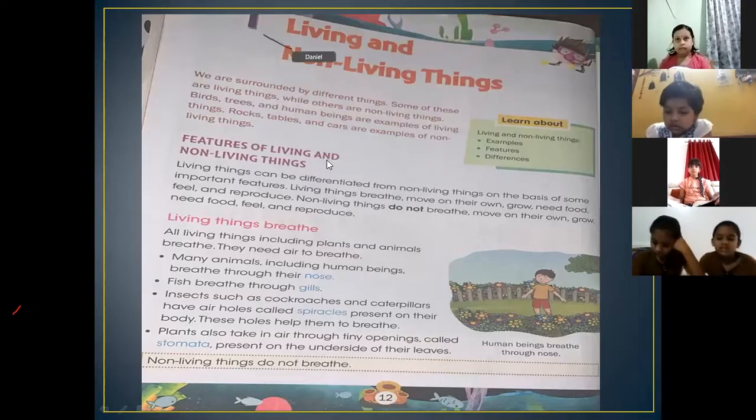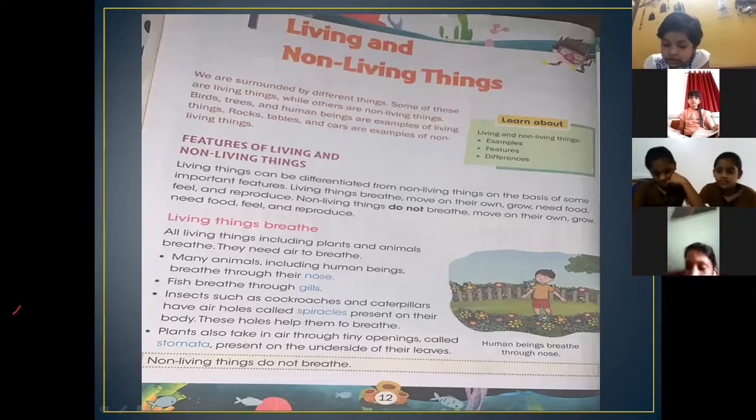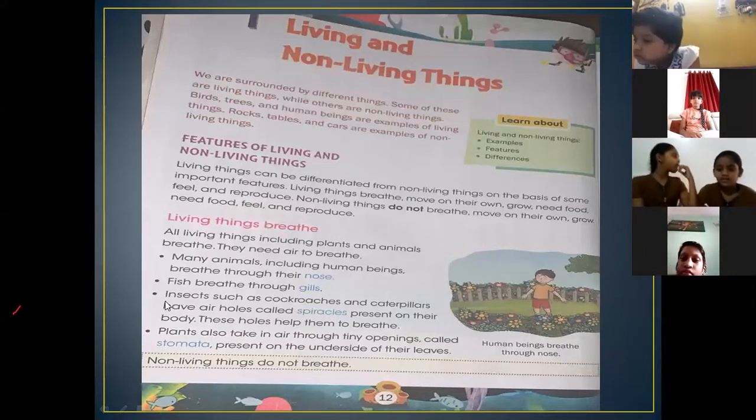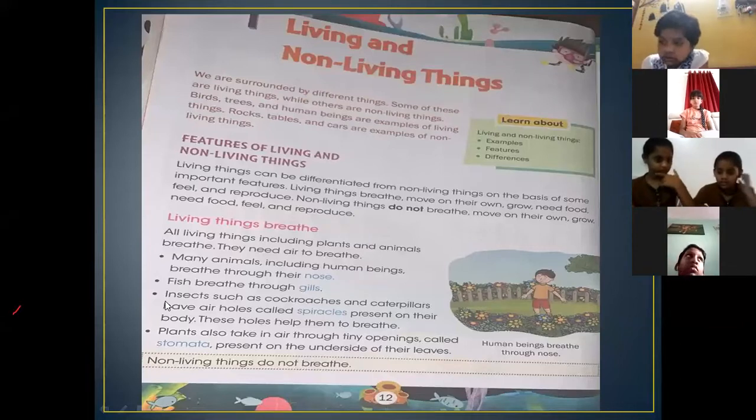So the features of living and non-living things. The living things can be differentiated from non-living things on the basis of some important features. Like I mentioned in the offline video, features is something which you can see on the outside of a person. So you'll say, yeah, their eyes are very pretty, or they have nice hair, or they're really tall, or they're little short. So that's how you say, isn't it? Even for non-living things and living things, you can differentiate by the features they have.